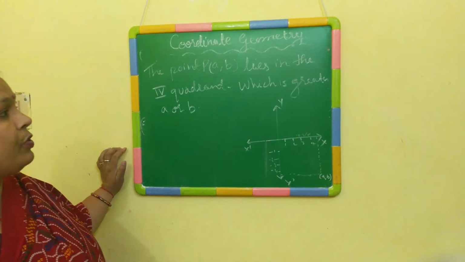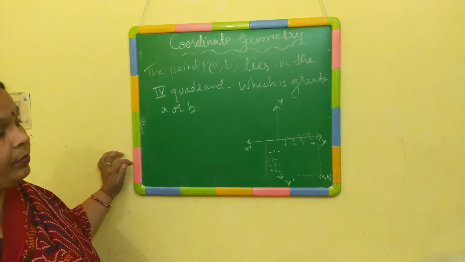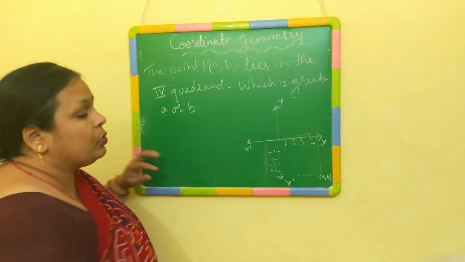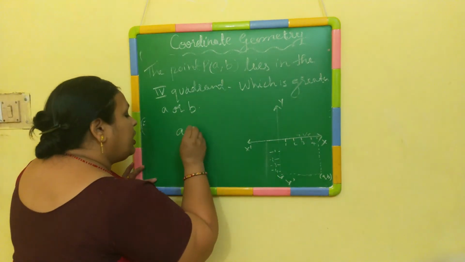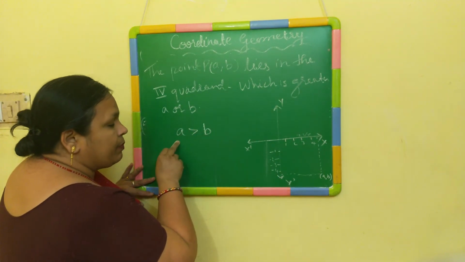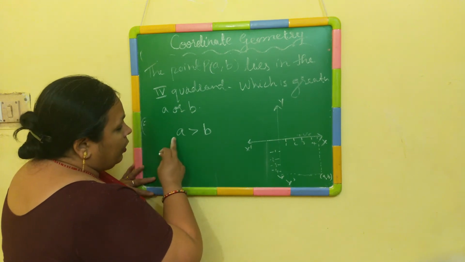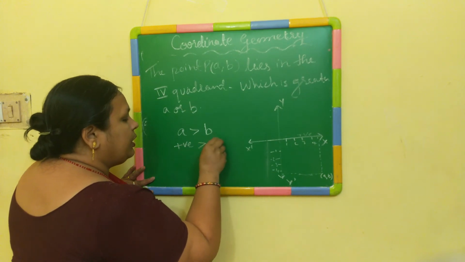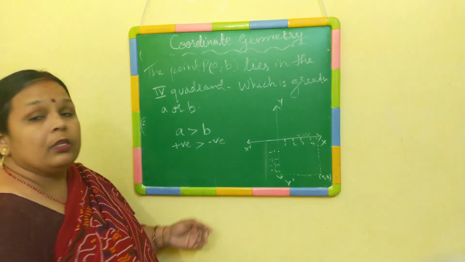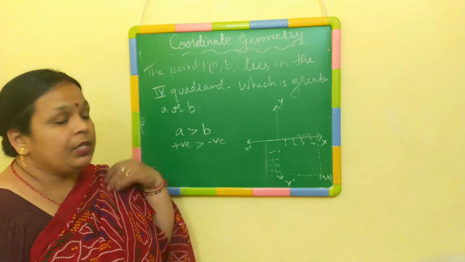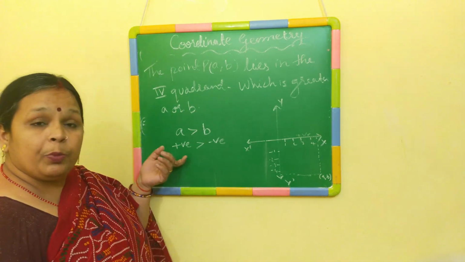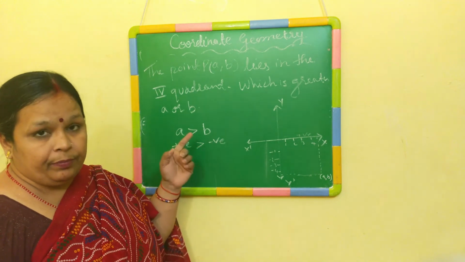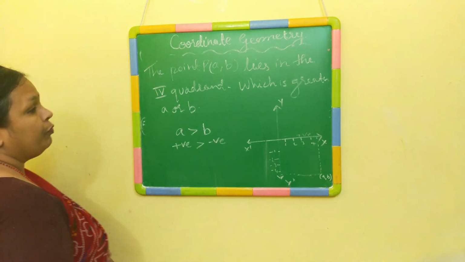Now our question is to tell which is greater, A or B. See, a positive value will always be greater than a negative value. So we can say that A is greater than B, as A is the abscissa and B is the ordinate. Now A is having the positive values, so always a positive integer is greater than a negative integer. Therefore, A is greater than B. Clear? Now this was the solution for this.